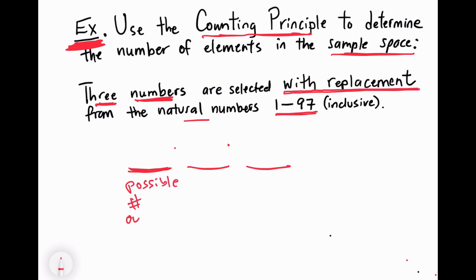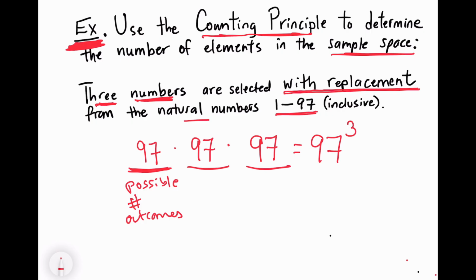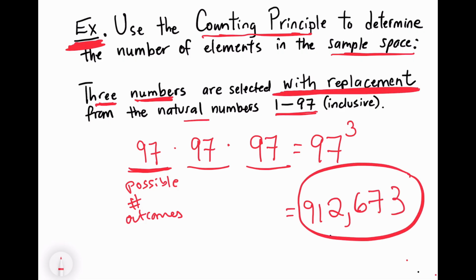And there are 97 numbers. And since I place that number back, when I make my second selection, I also have 97 possible outcomes for the second number and 97 for the third. So my answer here is 97 cubed, and that is equal to 912,673. So you can see that when we do things with replacement, there are more possible outcomes in the sample space.